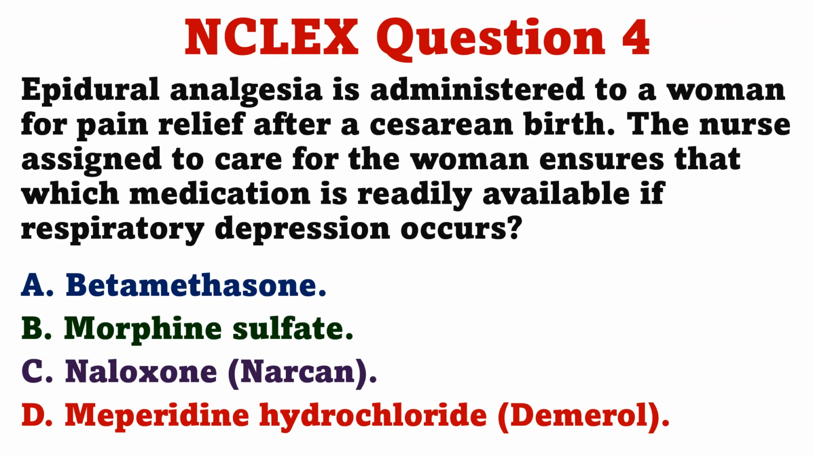Question 4. Epidural analgesia is administered to a woman for pain relief after a cesarean birth. The nurse assigned to care for the woman ensures that which medication is readily available if respiratory depression occurs. A. Betamethasone. B. Morphine sulfate. C. Naloxone. D. Meperidine hydrochloride.